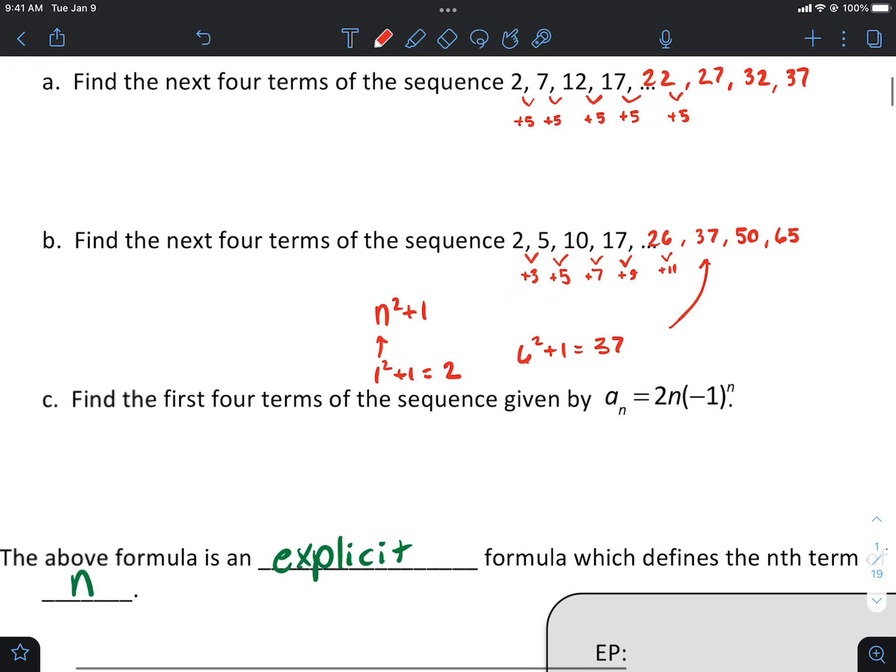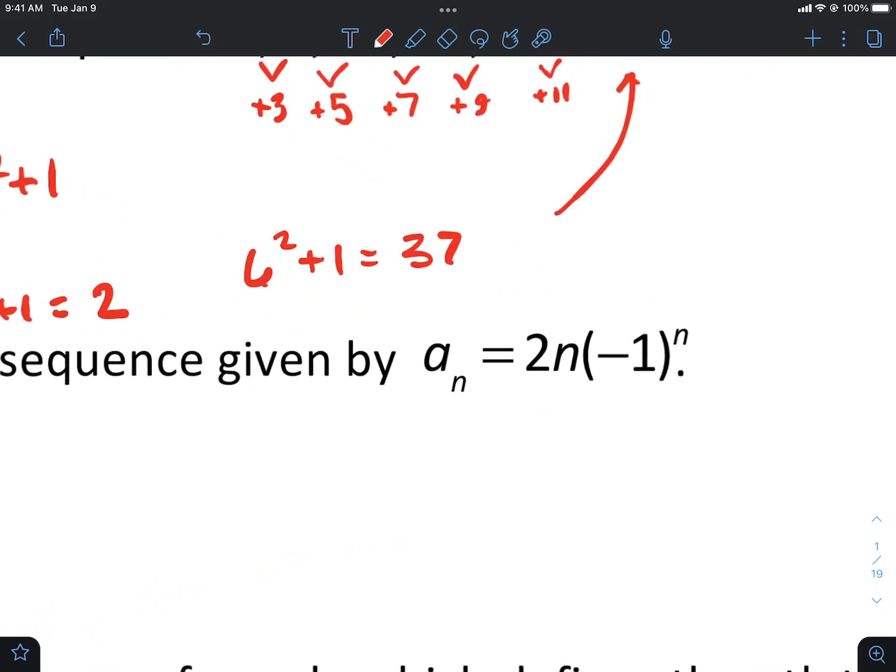Okay, this next one: find the first 4 terms of the sequence given by this equation. So this is a sub n. This is the nth term.